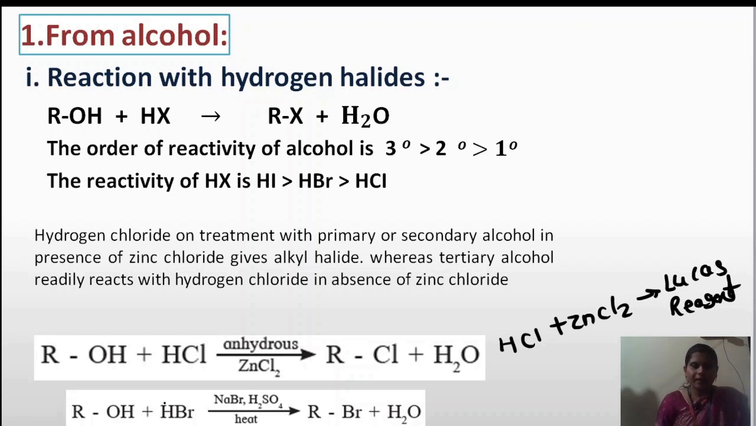Now HBr also reacts with alcohol in presence of NaBr and H2SO4. When we heat this mixture in presence of NaBr and H2SO4, we will get the alkyl bromide and the water. Means alcohol reacts with HBr in presence of NaBr and H2SO4, we will get the alkyl bromide and water. Now these are the general reaction. We will take some example.